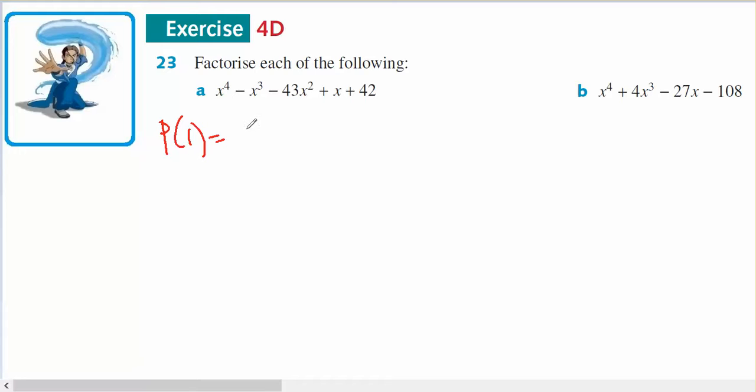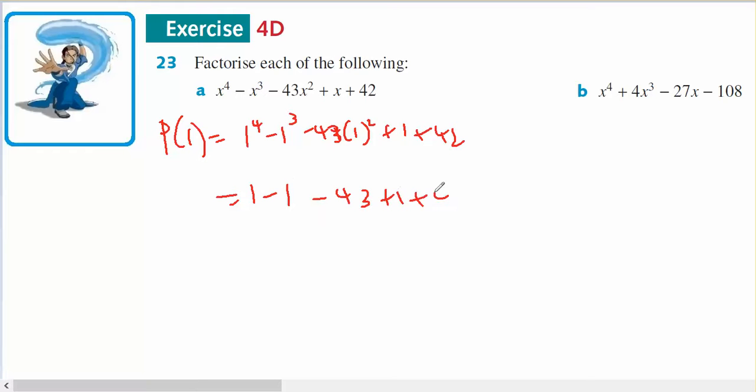So P of 1 will be 1 to the power of 4 minus 1 to the power of 3 minus 43 times 1 squared plus 1 plus 42. 1 minus 1 minus 43 plus 1 plus 42. Minus 1 minus 43 is minus 44. And 1 and 1 and 42 is 44. So that does give me a 0.